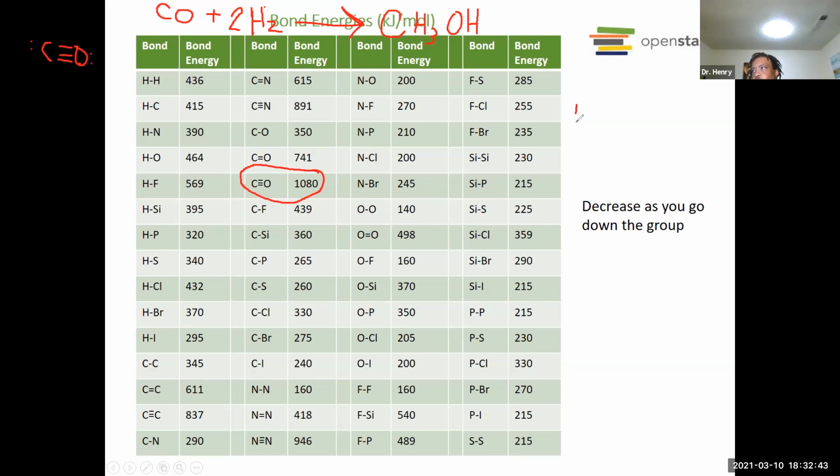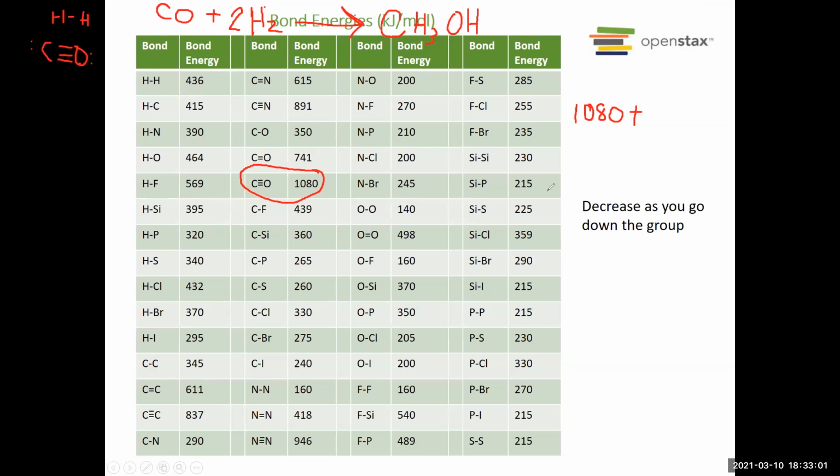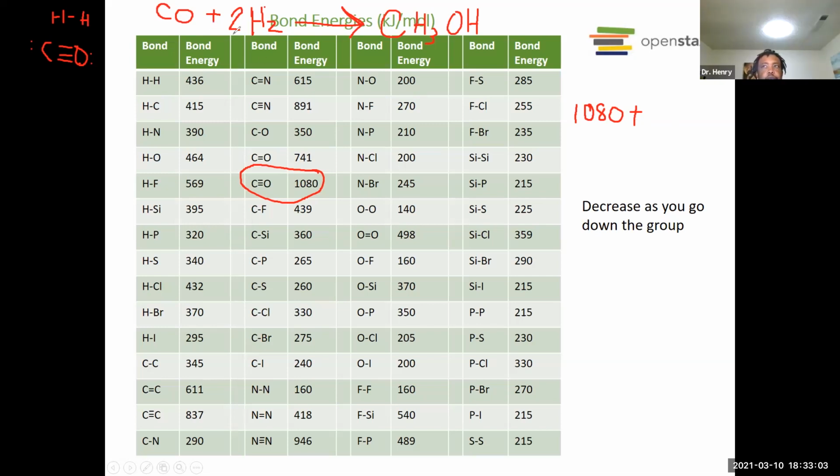So we have 1080 plus, so we have a bond between hydrogen and hydrogen. It's a single bond between a hydrogen and a hydrogen. So what is the energy for that? 436. And there are two of them, so we want to multiply that times 2. Okay, 2 times 436.